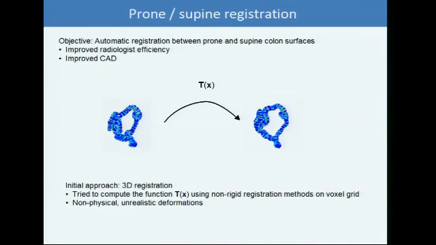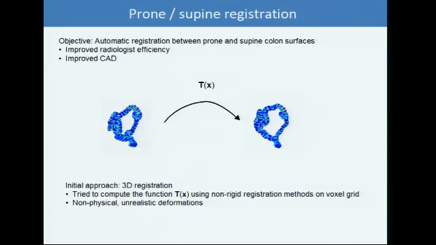So what we're trying to do is develop an automatic prone-supine registration algorithm that will bring these 2 surfaces of the colon into spatial alignment. This has the potential to improve radiologist efficiency in reading the data, and we hope it will also improve their accuracy in detecting polyps. Furthermore, this algorithm can be used to improve our CAD system as well. So the objective here is to find a spatial transformation, T of x, that will map a point from the prone surface onto the supine surface.